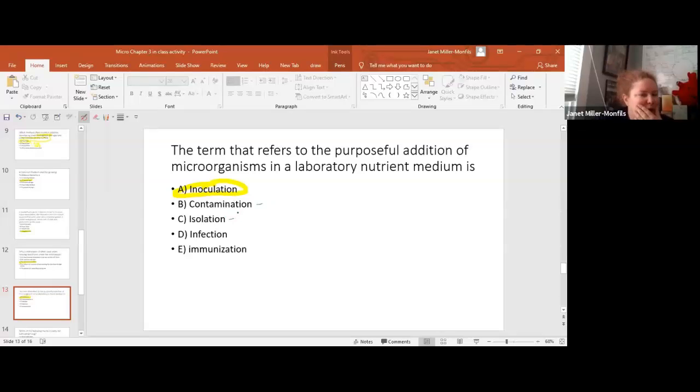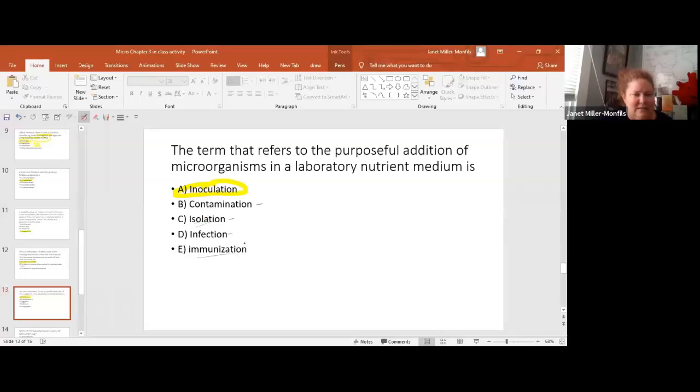Isolation would be like doing cereal streaks or colony picking to isolate. Or like solitary. I love watching prison shows, so solitary confinement is isolation, right? So isolation is just taking out one colony to pick on. Infection, well, that's getting sick or infected, or more than your regular microbes.